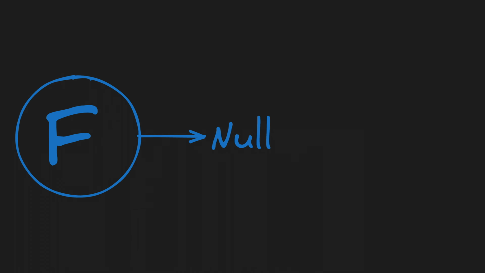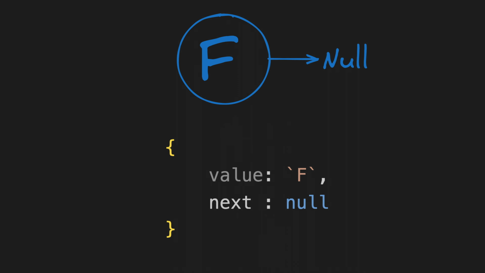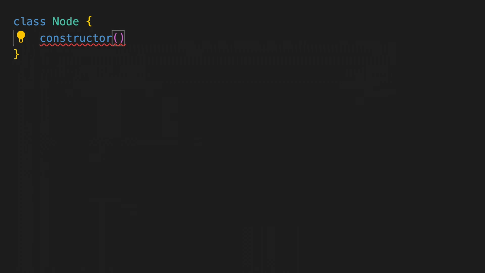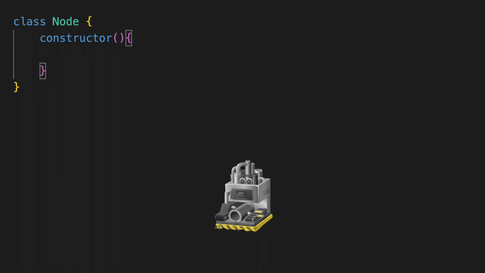A node is nothing but a class. If you don't know what a class in JavaScript is, I think you should pause this video and search what is a class in JavaScript. So this is what our class node should look like. It should have a value and it should have a next. Let's create a constructor function for this class. Okay, this is what we want our constructor function to do.